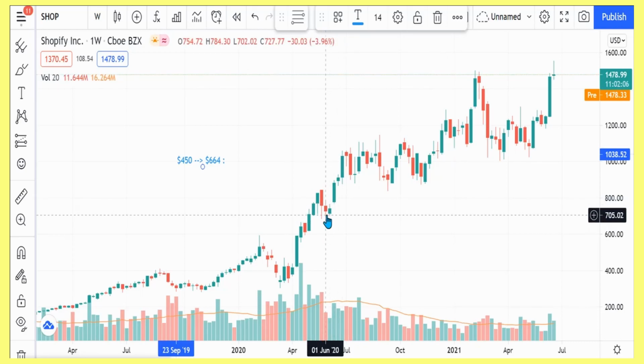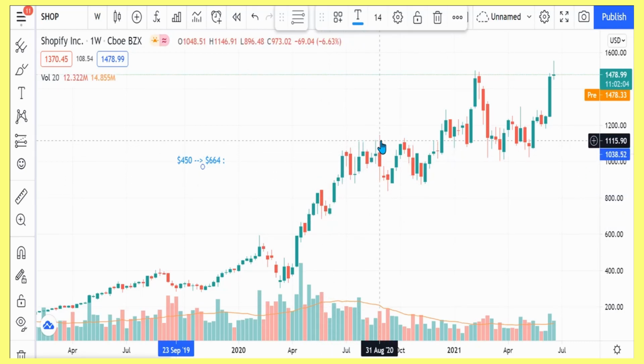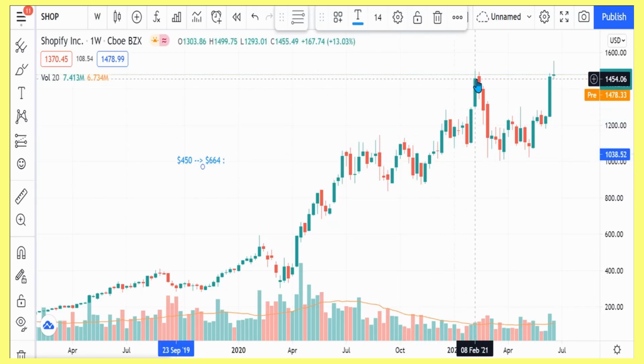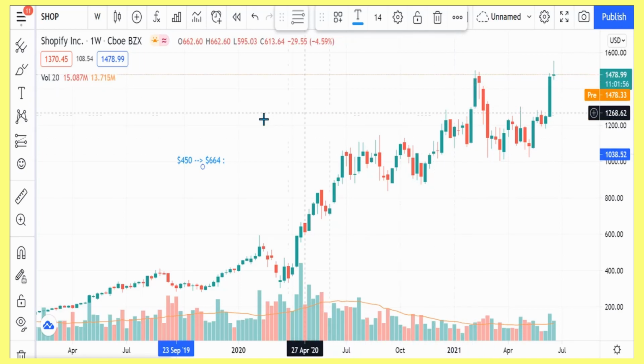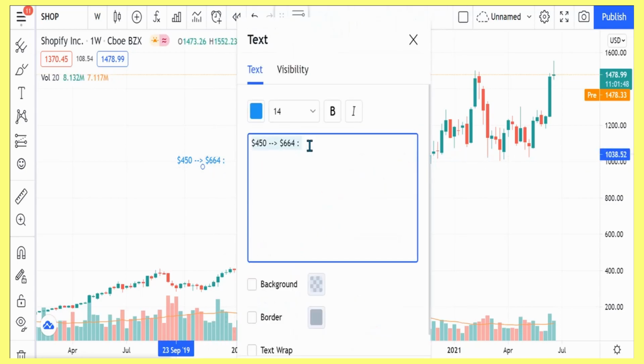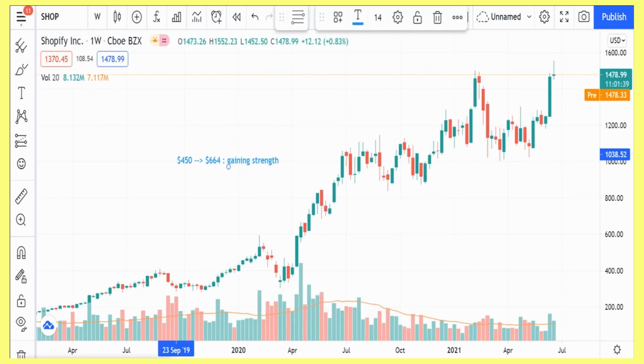So we saw that from here to there it was 450, and from here to up there it was 660. So the price move is getting more. From $450, the difference now is $664, it is getting higher strength. So therefore we will conclude that it's gaining strength. The price move is gaining strength.